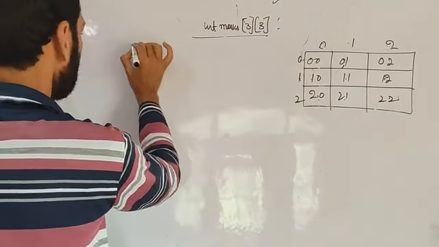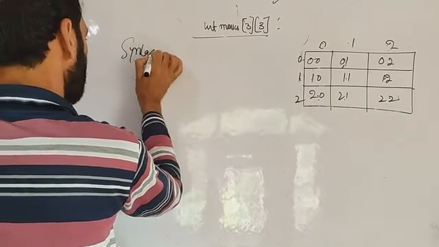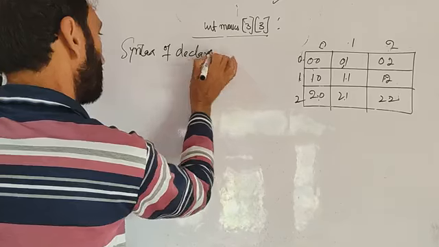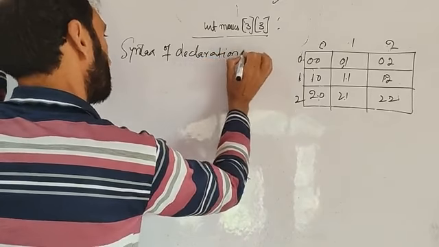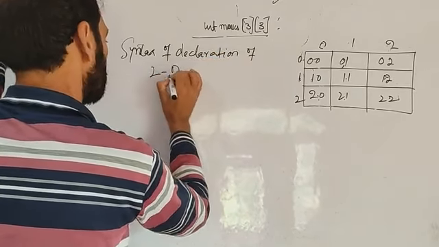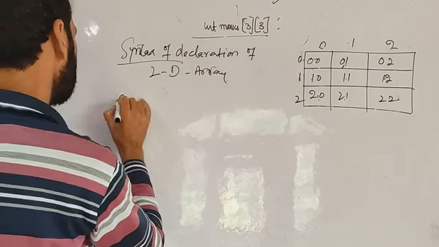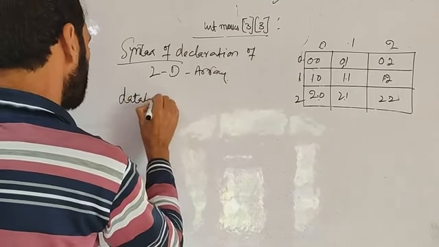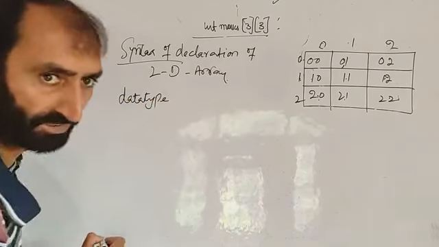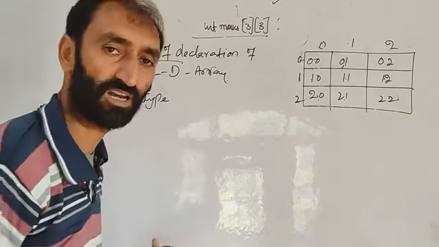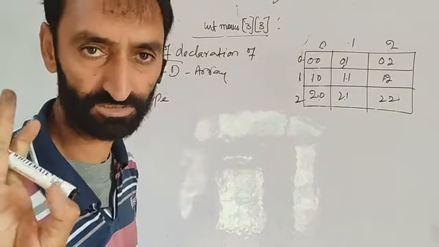Here, look at the general syntax of two-dimensional arrays. Syntax of declaration of a 2D array. First is the data type. What type of data type? What type of elements do you want to store in an array? That is called the data type.